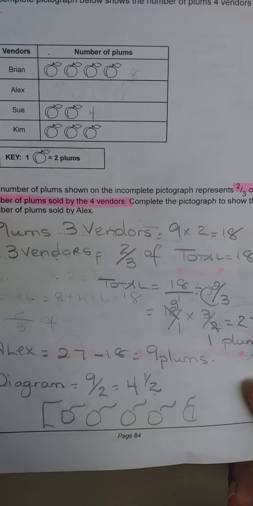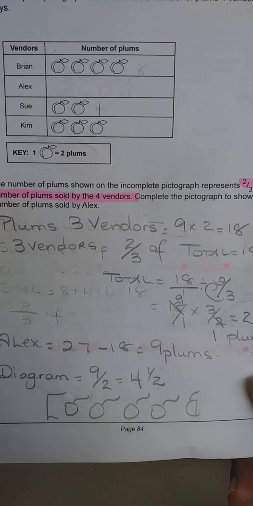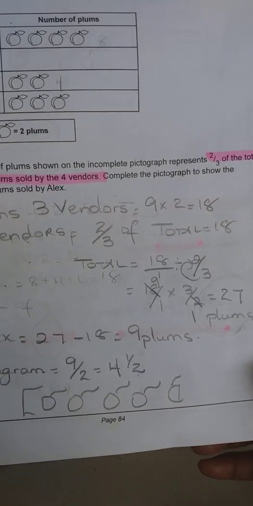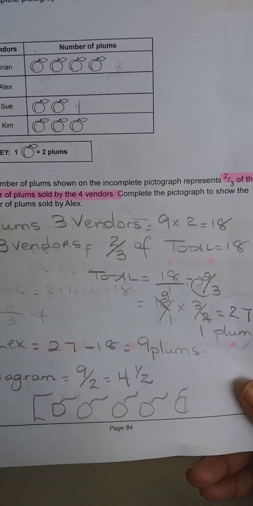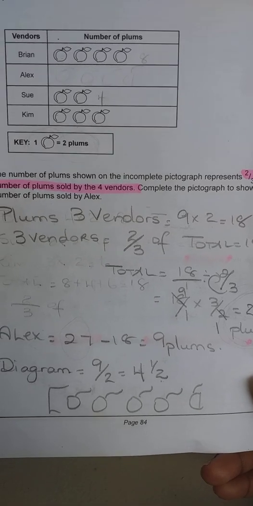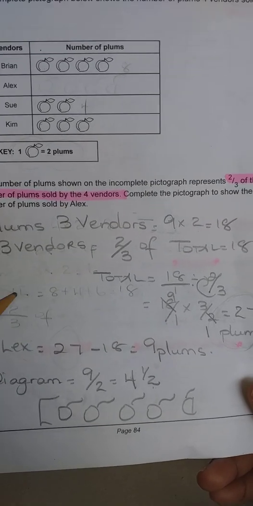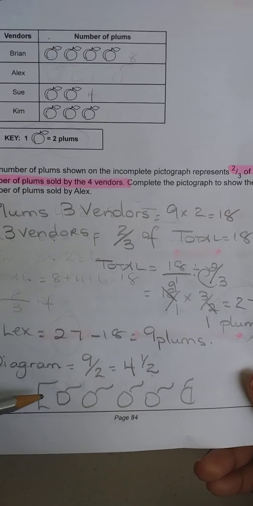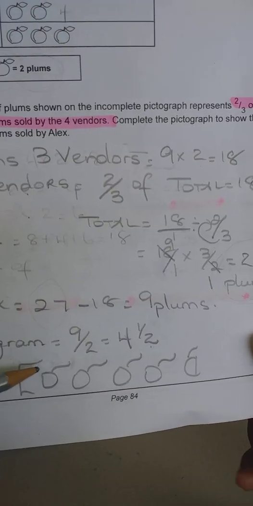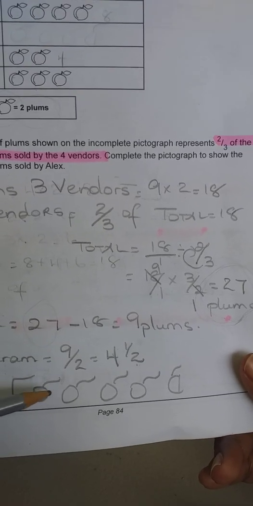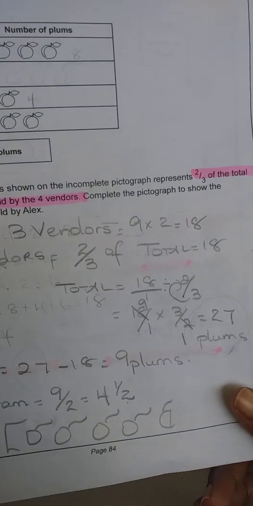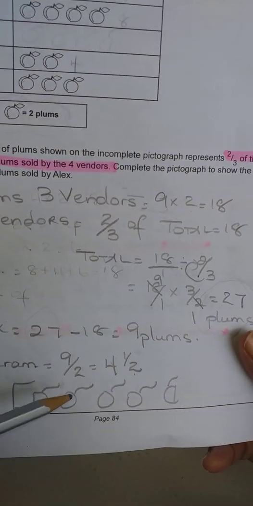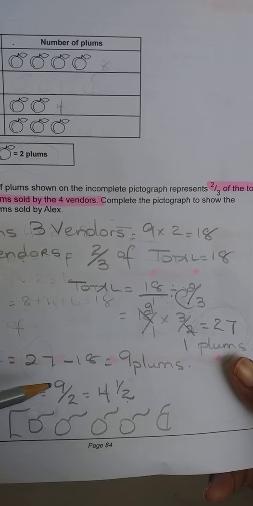We know that one symbol represents 2. So we have 9 plums in total. We need to know how much to draw. So we have 9 divided by 2, which is 4.5. So we have to draw 4 plums, each one representing 2, and a half plum, because half of 2 is 1, and that will give us our 9. 4 multiplied by 2 is 8. 8 plus 1 is 9.